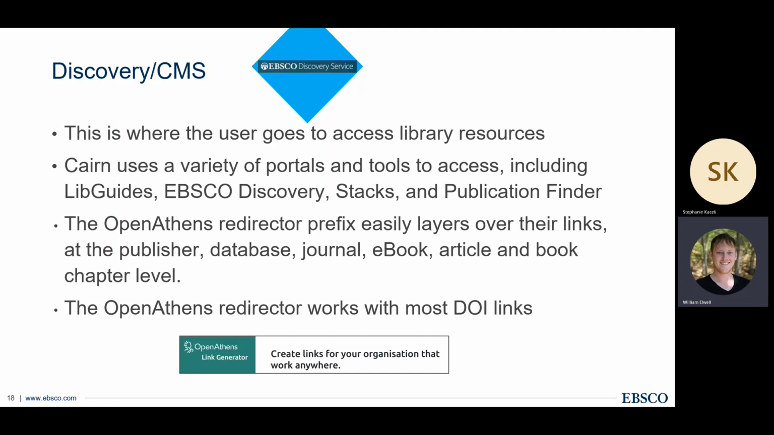Many libraries will have a library website and a variety of different tools that allow the user to browse and see what content is available. These can be things like article level discovery tools or A to Z lists. EBSCO Stacks, LibGuides, and EBSCO Discovery Service are a few examples of ones that Cairn University uses, and that is to provide and allow users to discover what's available for content.